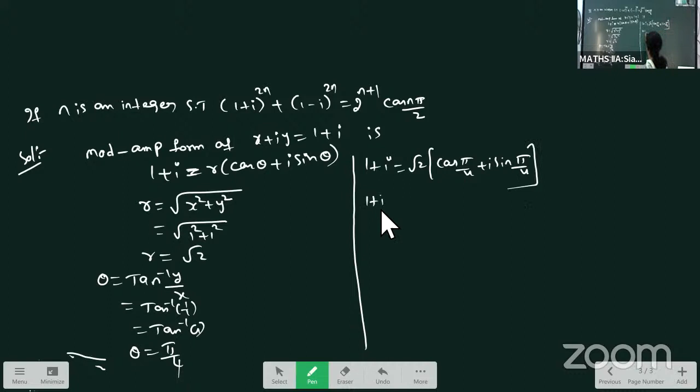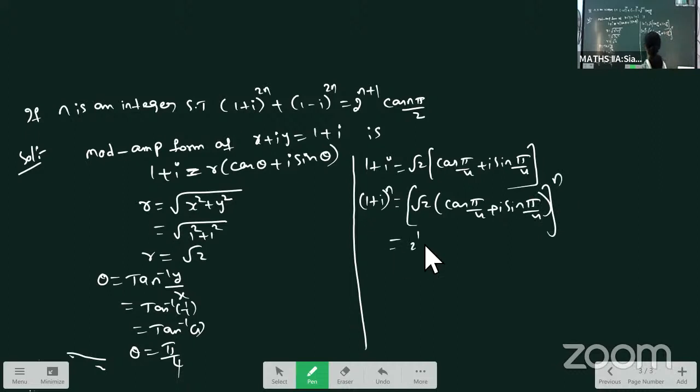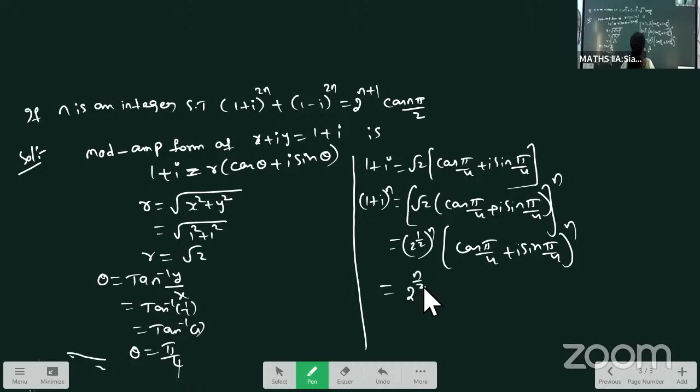We want 1 plus i whole to the power n. So apply the whole power n: root 2 into cos pi by 4 plus i sin pi by 4, whole to the power n. Root 2 means 2 power 1 by 2, write the whole power n separately, and inside what is left? Cos pi by 4 plus i sin pi by 4 whole to the power n. So this is 2 to the power n by 2, and we want to apply whole to the power 2n. So here, whole to the power 2n.